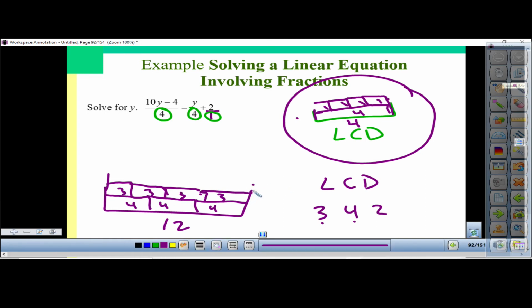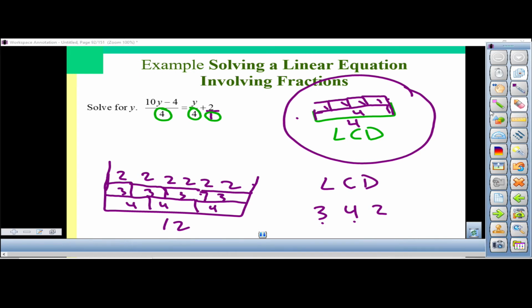Well, also the 2 could go perfectly inside here because you have 6 2s. So you have a 2 and a 2 and a 2 and a 2 and a 2 and a 2. And all these will also line up perfectly. That's why the least common denominator for these guys is 12. Anyways, that was just a side note.